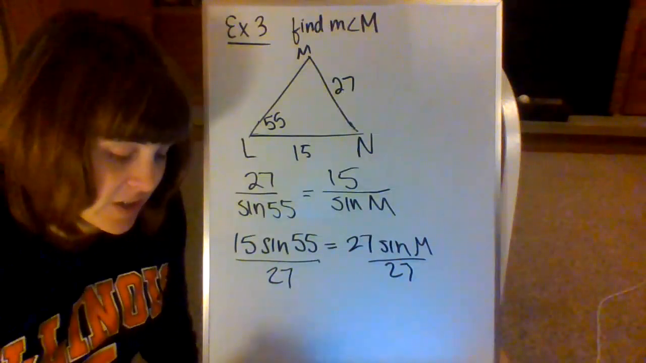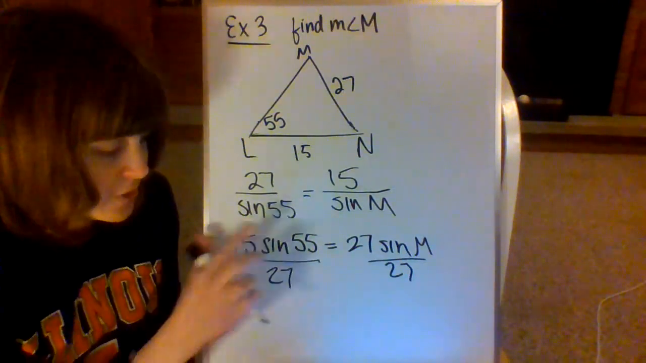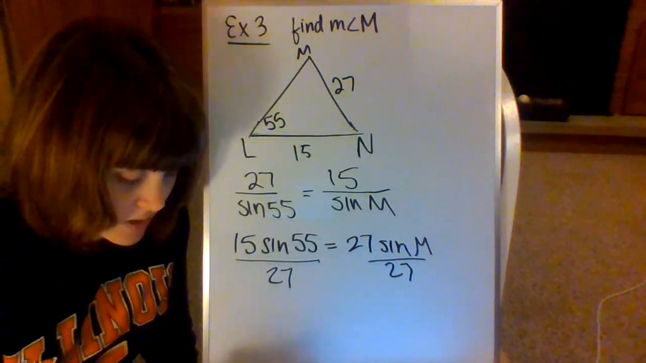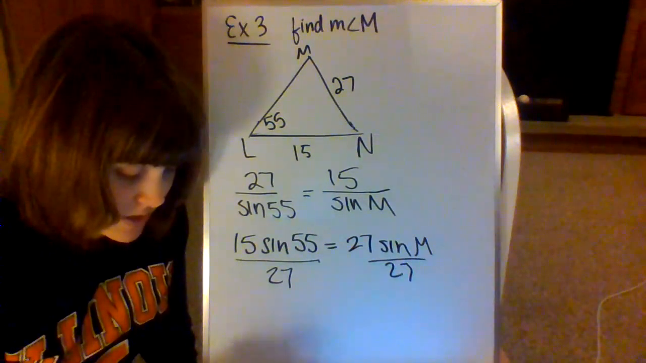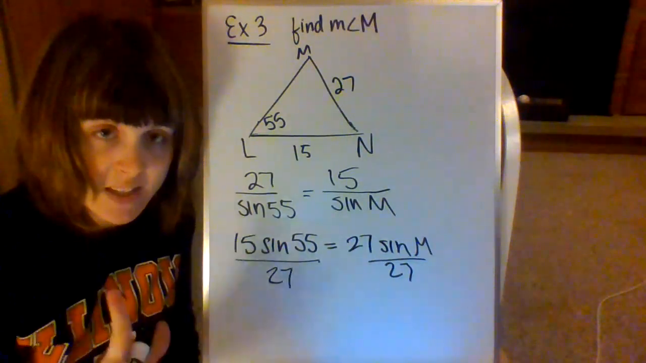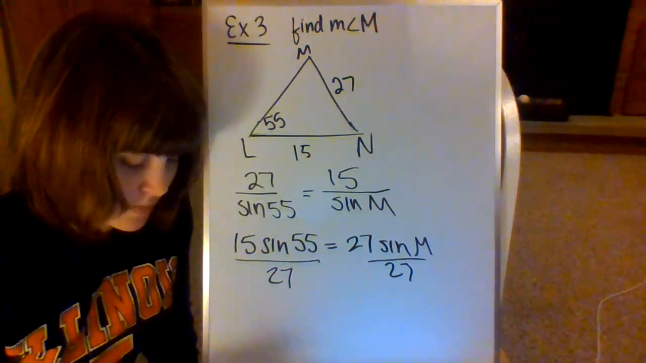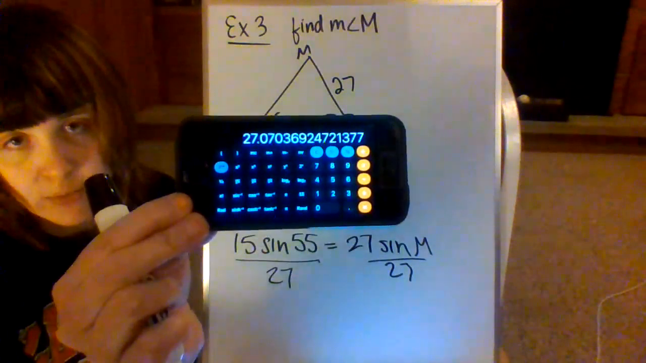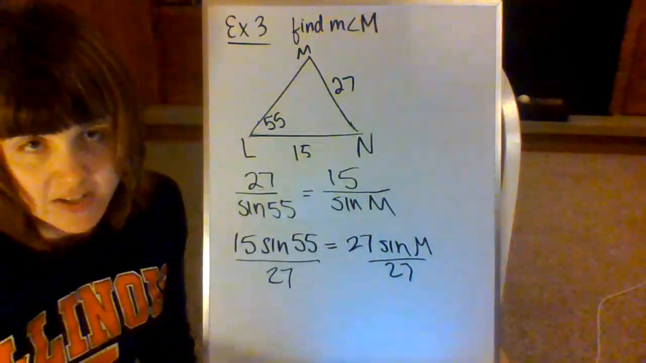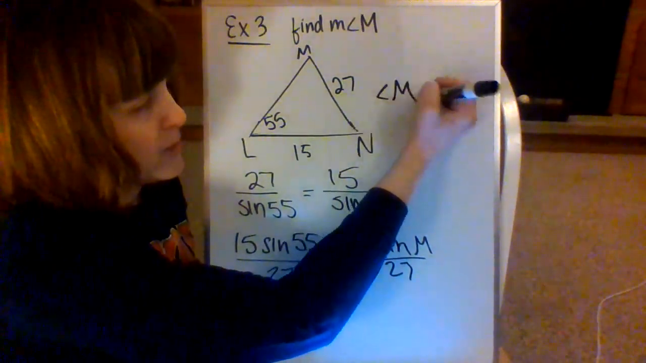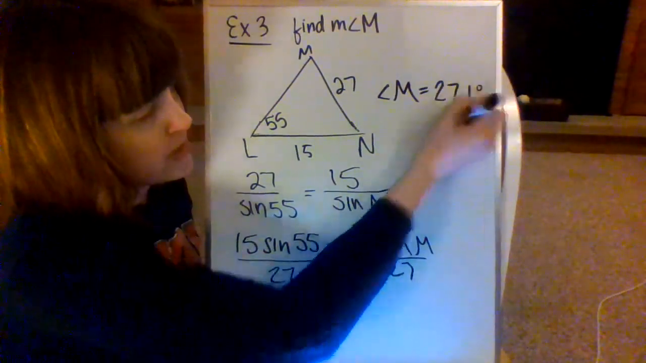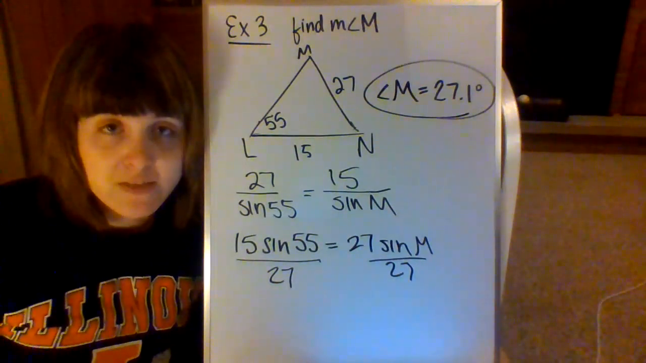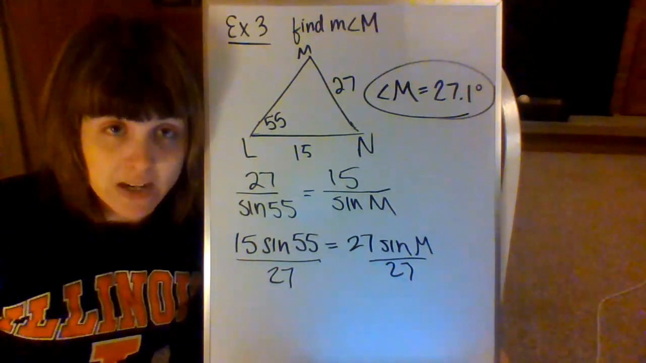To figure this out, we're going to do 55, sine, times 15, divided by 27, equals, and then second sine. If you round it to the nearest tenth, this will equal 27.1 degrees. So angle M is 27.1 degrees. And that's it, you've done it. Hopefully finding missing angles using law of sines isn't too bad now.